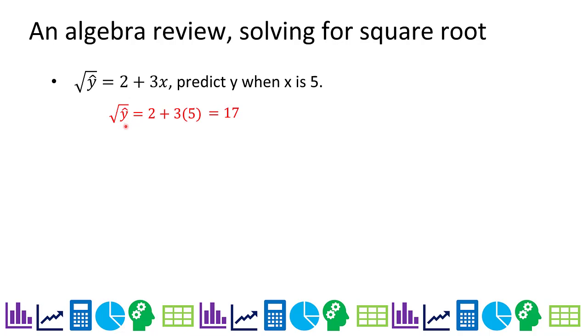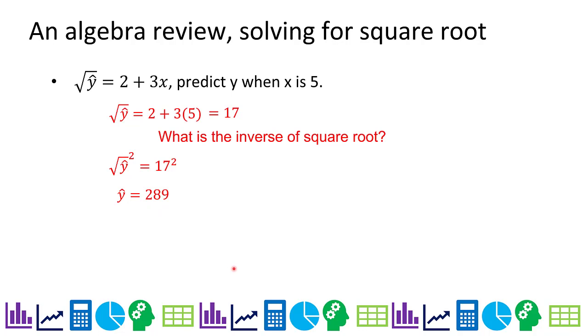What is the inverse of square root? Because I'm trying to go backwards from the square root and undo it. Well, the inverse of the square root is squaring, right? Because if I told you, oh, I took the square root of a number and it is 5, you could probably tell me, oh, I took the square root of 25. So I just squared the 5. So when I square the 17, I get 289.